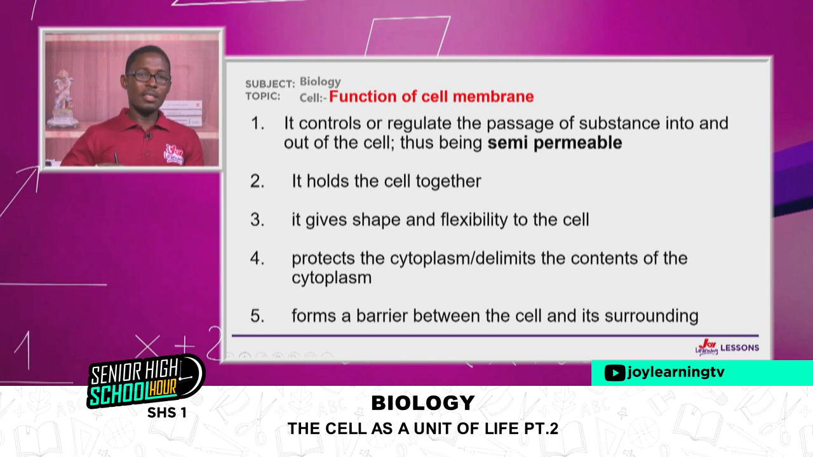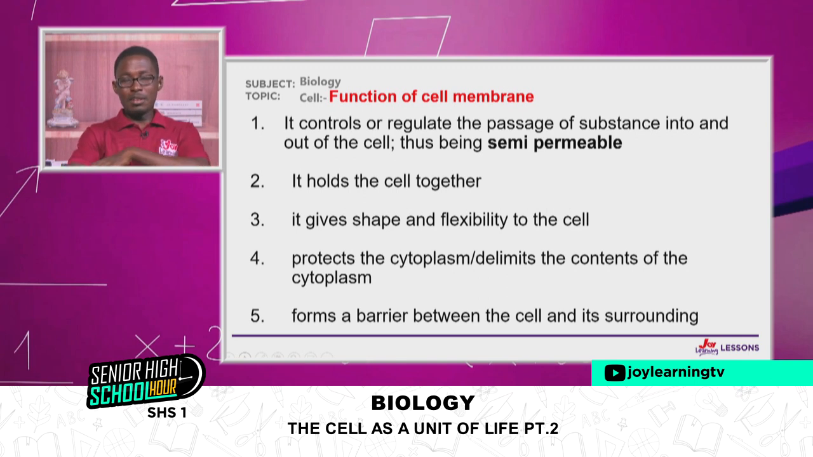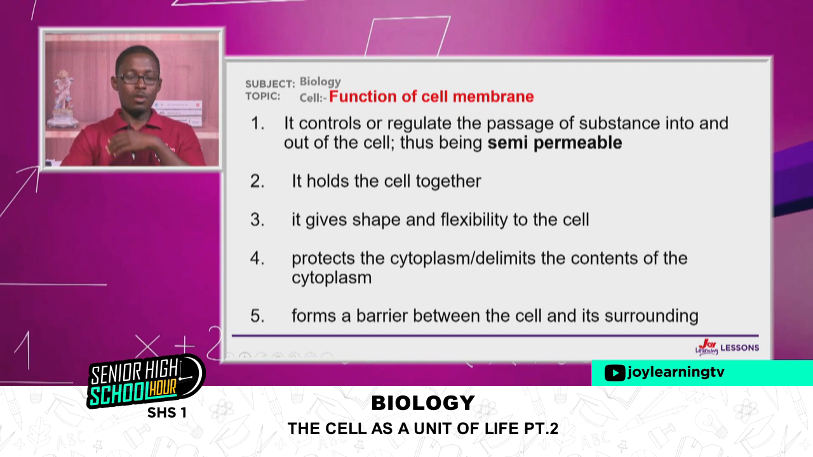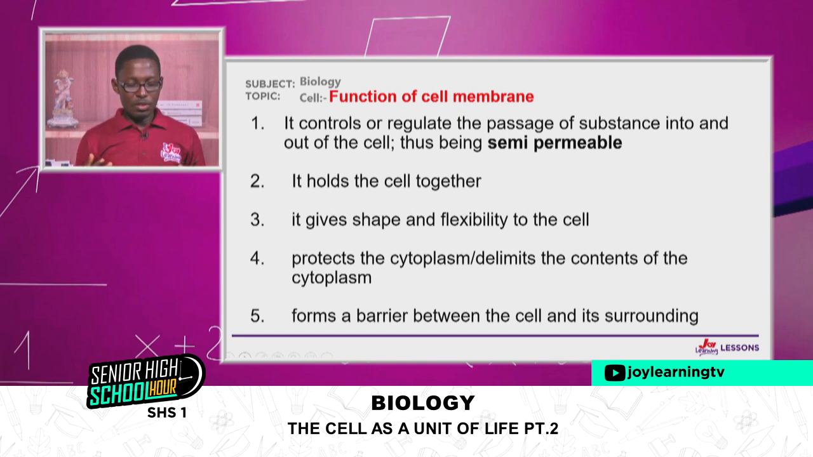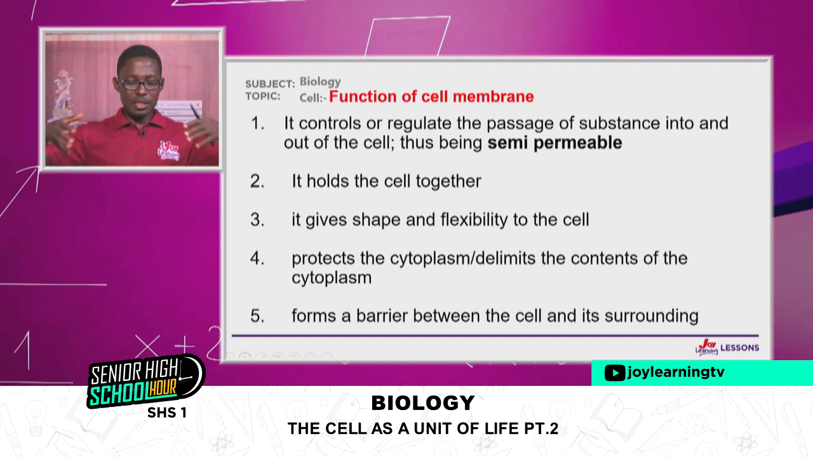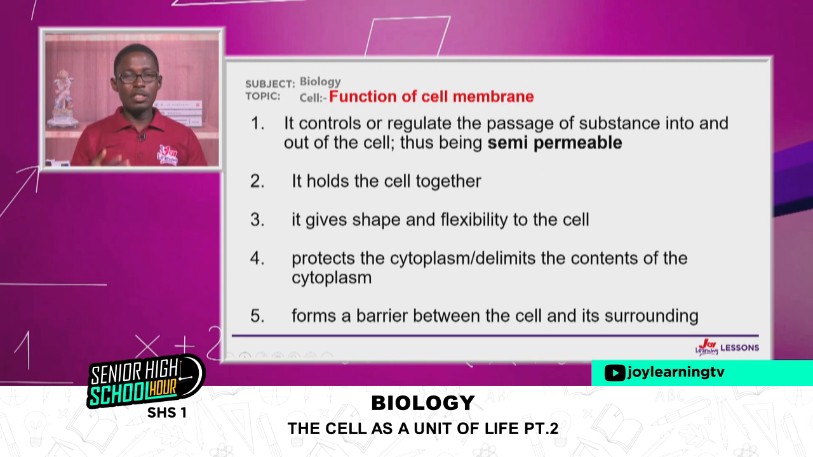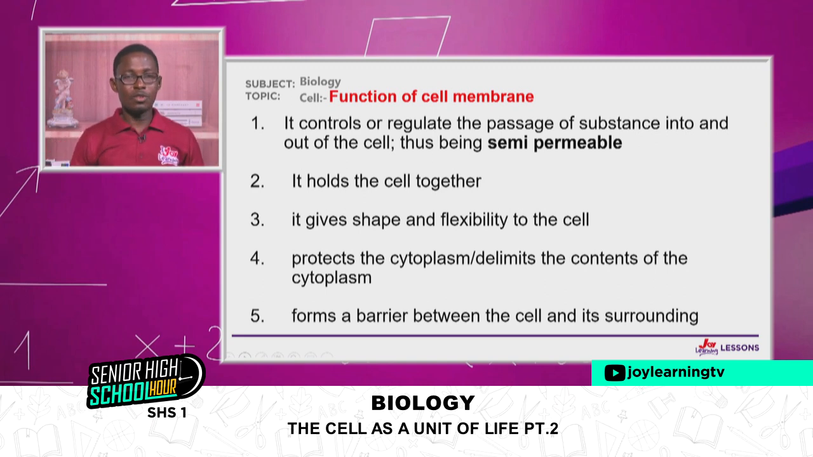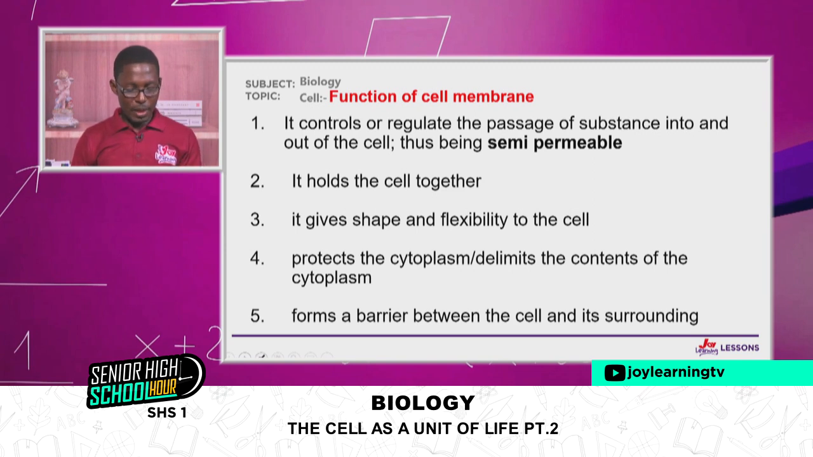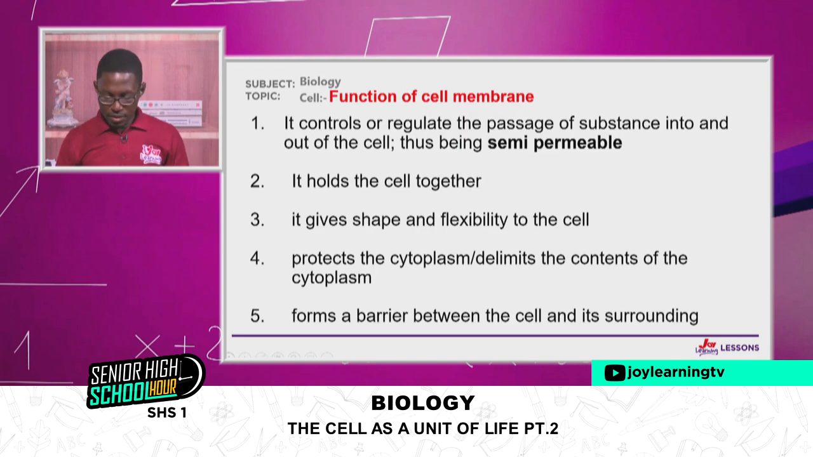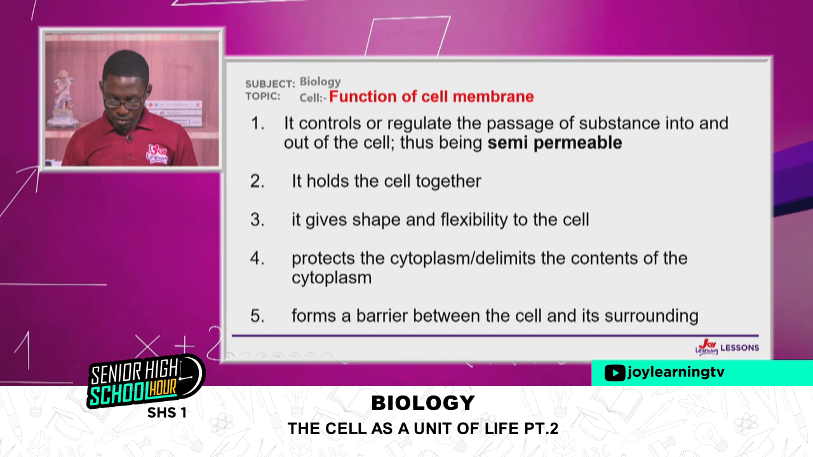It also holds the cell together because of its outer part. For another cell to come close, it has to touch this before they can communicate. It also gives shape and flexibility to the cell. It delimits the inside content. The content can flow just like water flowing anywhere, so the membrane serves as a boundary that delimits the cytoplasm and its content and limits it to a particular place. So these are the functions of your cell membrane.